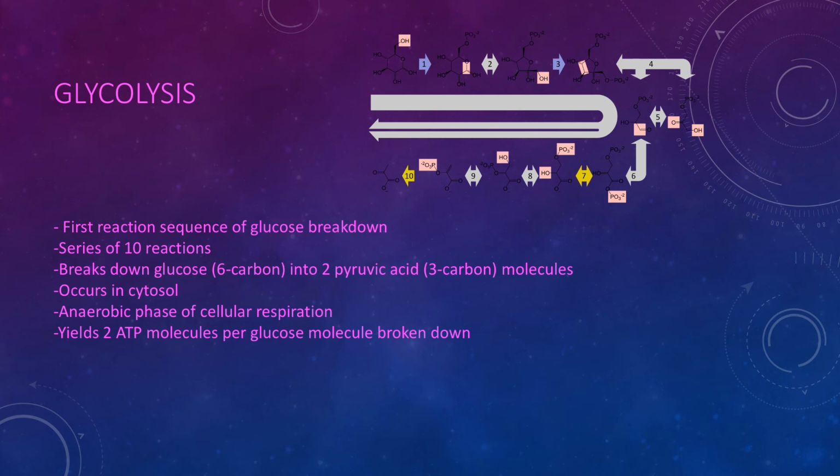There are three phases of glycolysis. The first phase is phosphorylation. Glucose is phosphorylated and 2 ATP are used. Phase 2 is splitting. The 6-carbon molecule cleaves into 2 3-carbon molecules. Phase 3 is ATP formation and release of electrons, where 2 pyruvic acid are formed, 2 ATP are formed, and 2 NADH and H+ are formed.